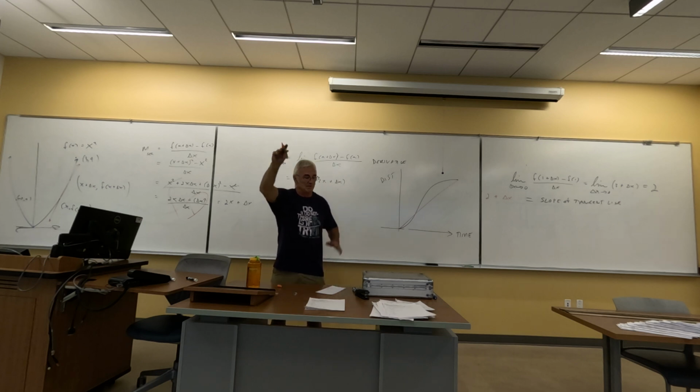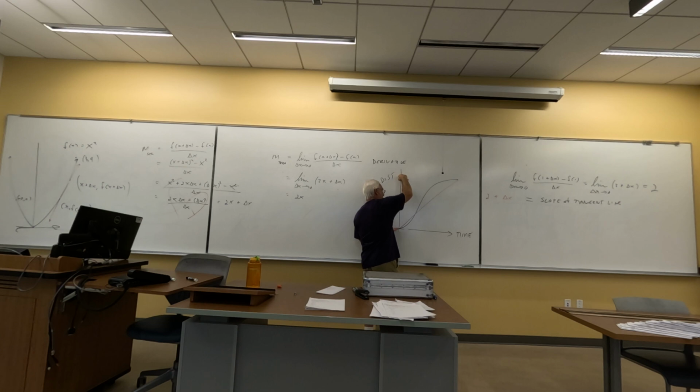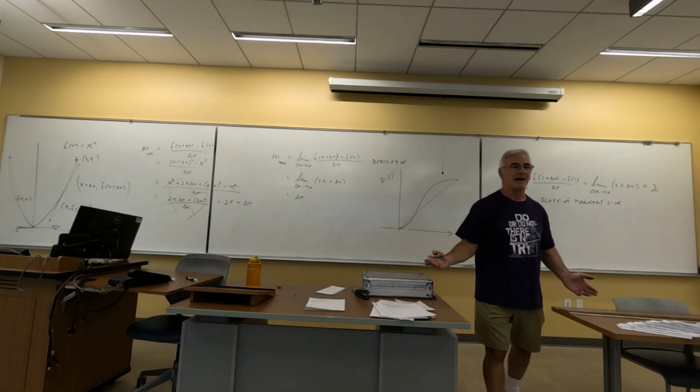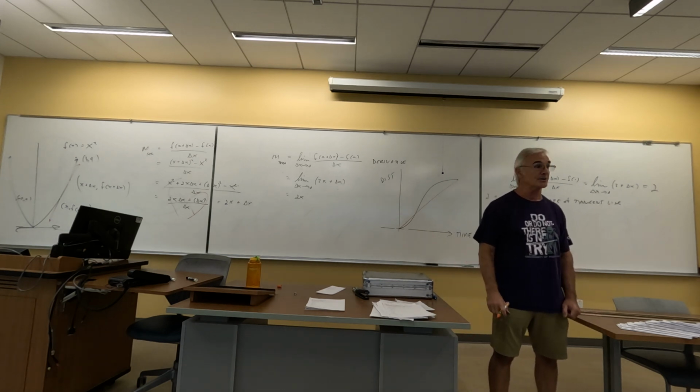Average speed, perfect answer. Why? Because you just said, I went this far in this amount of time. I just drove 200 miles in 4 hours. My average speed was 50 miles per hour. Does that mean you drove 50 miles per hour the entire time?